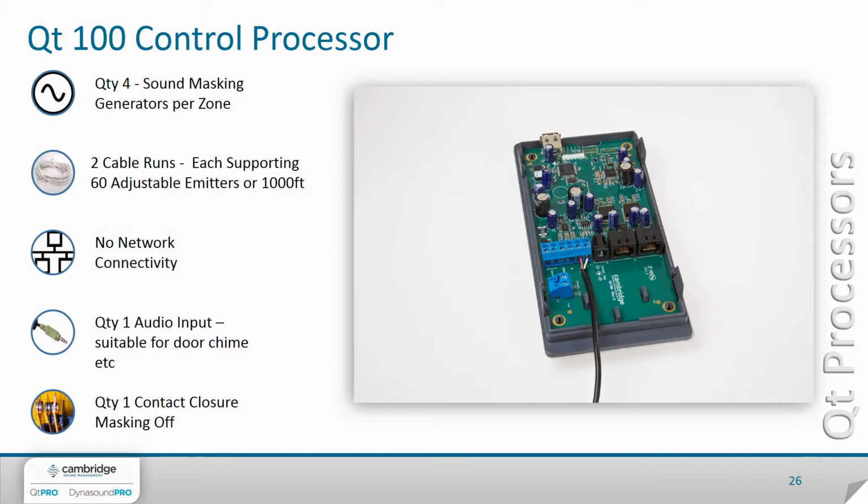1 audio input is available on the rear of the QT100. However, due to the fact that this unit is designed for QT adjustable emitters only, the audio level output is limited to 60 decibels maximum. This input is suitable, however, for a signal such as a door chime in a quiet environment.